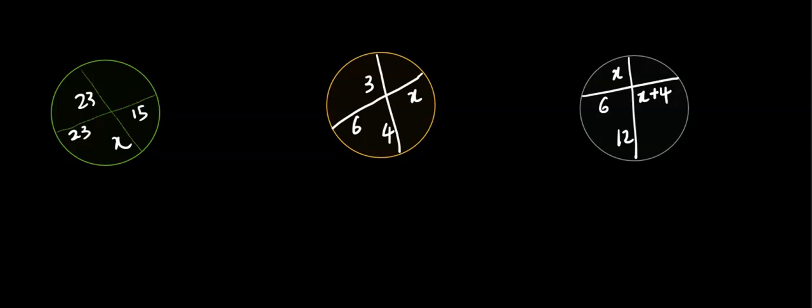Recall that in a circle, when we have two chords that intersect at one point, each chord will have two segments. Let us look at the first one. We have a segment whose length is 23, and the segment whose length is x. We can go ahead and write down 23, x. And then we have this segment, which is also 23.